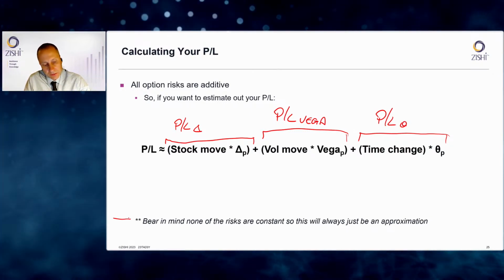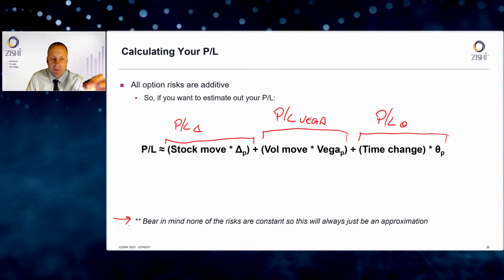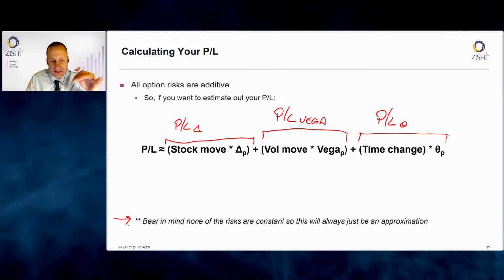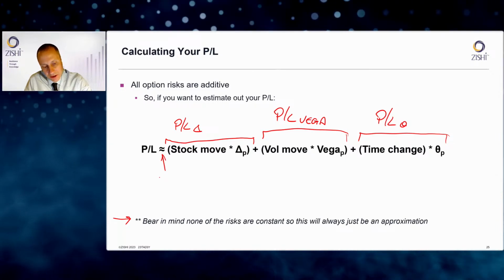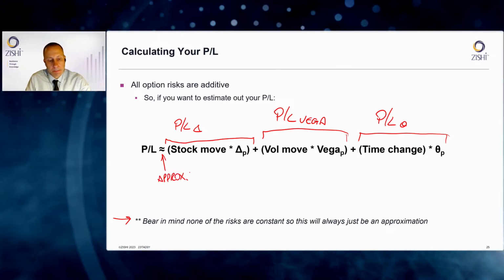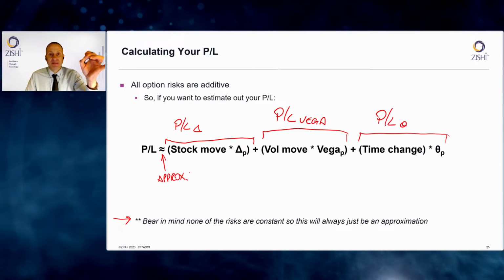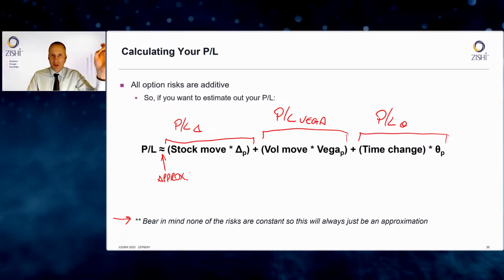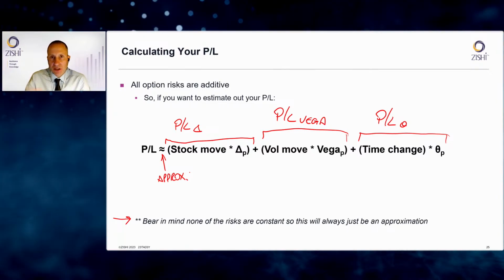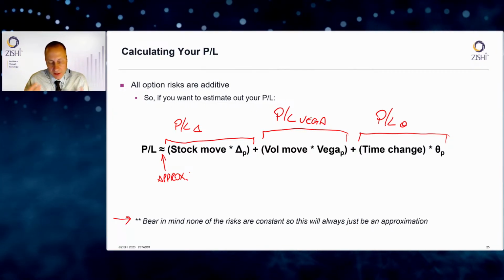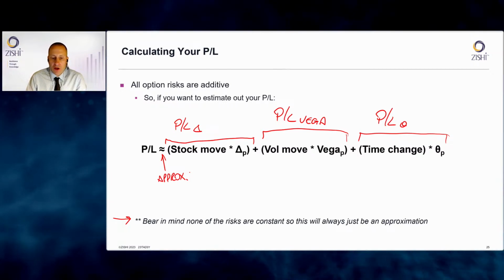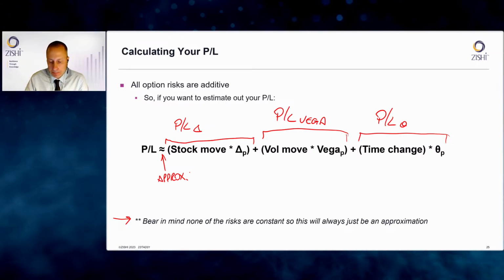Just a quick note of caution though down at the bottom, none of these risks are constant as the price driver changes. So this equation will always just be approximate. Of course, your real P&L is generated when you mark your options to market at whatever the market price is on the exchange. But this gives you an understanding as to how your P&L will move under certain scenarios.